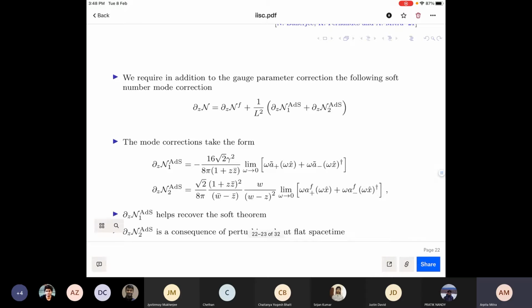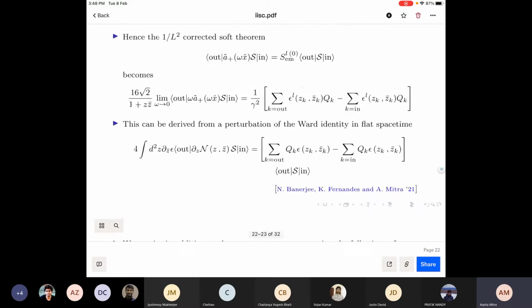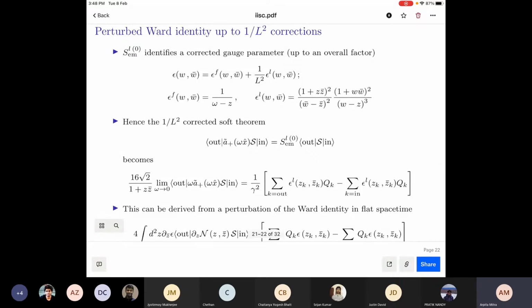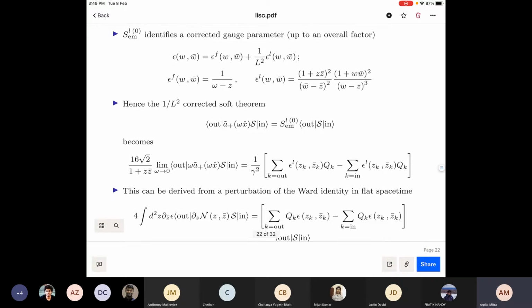So this soft photon mode now has two parts. One was previously the flat spacetime mode, that is ∂_z N_f, and we now have corrections to that. Here we can observe that there are two terms, N1 AdS and N2 AdS. Why are we getting these two terms? Because we are considering flat spacetime plus correction. When we consider a 1/L² correction to epsilon and also a 1/L² correction to N, there is a mixing between the flat spacetime epsilon and the 1/L² correction of N, and similarly the 1/L² correction of epsilon and flat spacetime N. Those two terms ultimately have to cancel out to get this 1/L² corrected soft theorem.